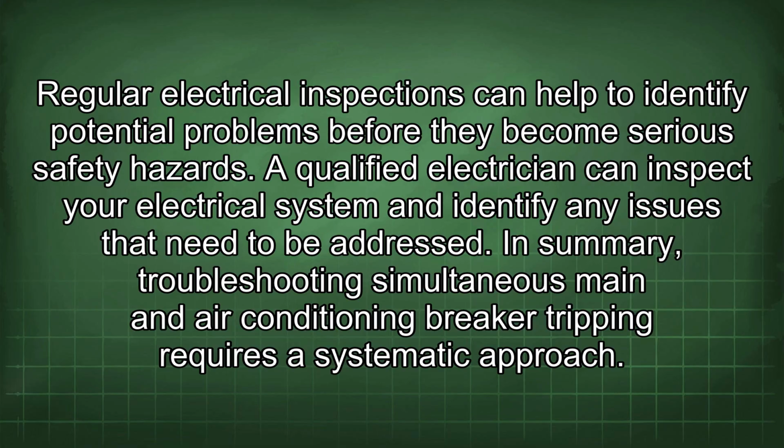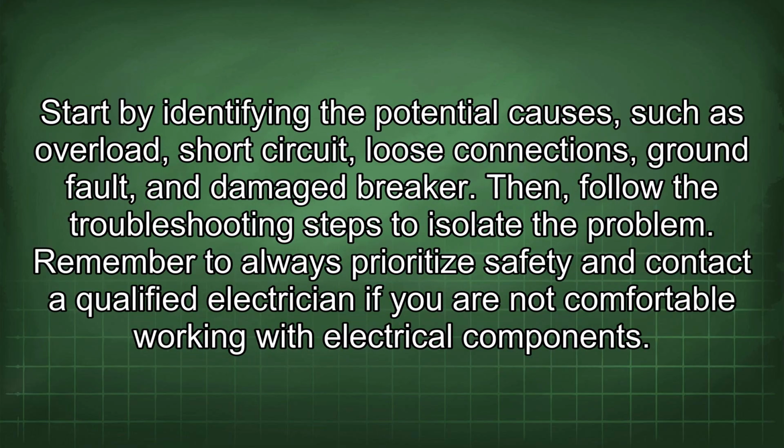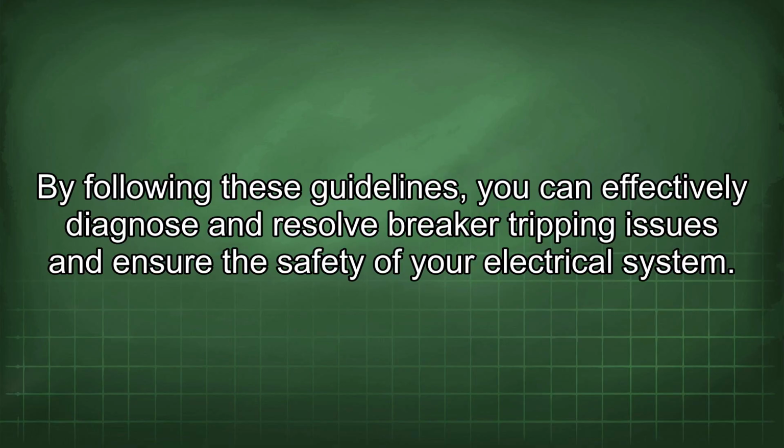In summary, troubleshooting simultaneous main and air conditioning breaker tripping requires a systematic approach. Start by identifying the potential causes, such as overload, short circuit, loose connections, ground fault, and damaged breaker. Then follow the troubleshooting steps to isolate the problem. Remember to always prioritize safety and contact a qualified electrician if you are not comfortable working with electrical components. By following these guidelines, you can effectively diagnose and resolve breaker tripping issues and ensure the safety of your electrical system.